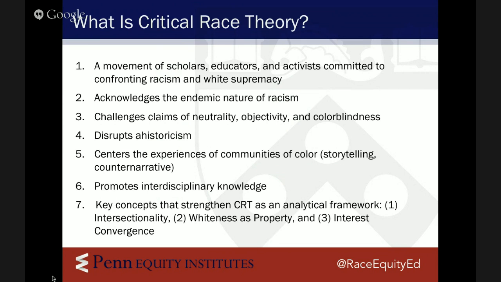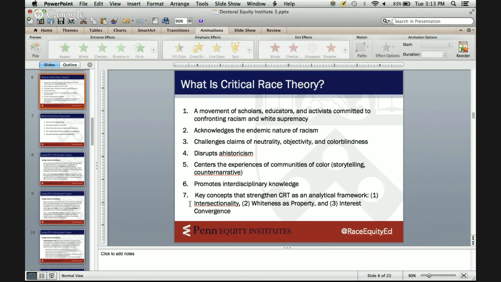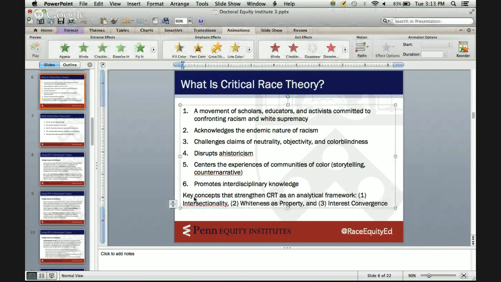The sixth tenet is that critical race theory promotes interdisciplinary knowledge. So we know that it came from legal studies and the legal field and has found its way into education. But broadly speaking, when you look at the foundation of critical race theory, you see aspects of sociology, philosophy, ethnic studies, and so on.